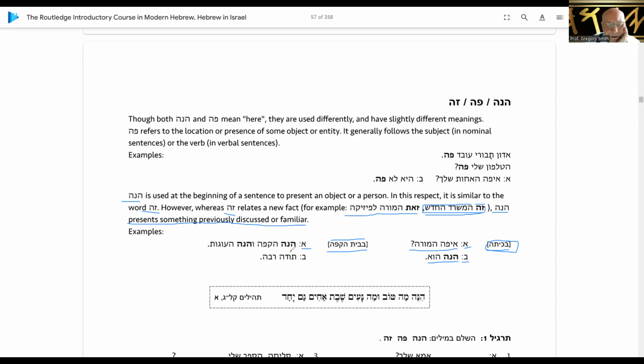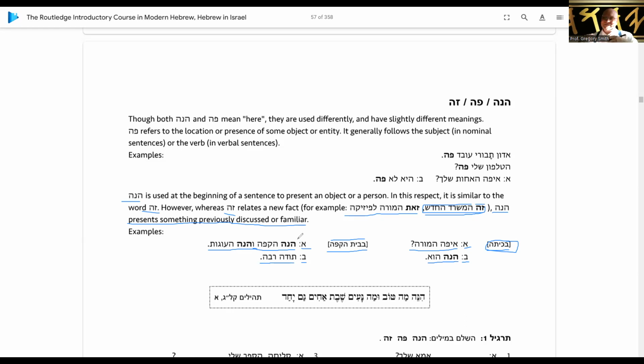So here's the she'alot, the question. Hine Hakafe. So the coffee is here, but Hine Ha'ugot. Or I think it's Ha'ugot, which is cakes. So it's like, here is the coffee and here are the cakes. Hine Hakafe v'hine Ha'ugot. Yeah, here is the coffee and here are the cakes. הנה הקפה והנה העוגות. Okay, and what is the answer? Toda Rabba.